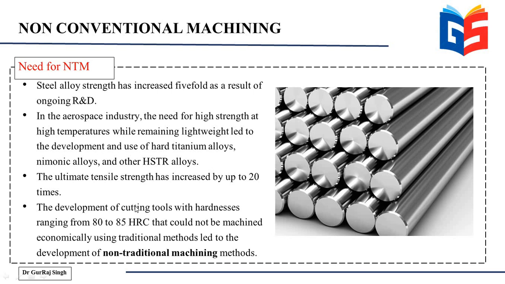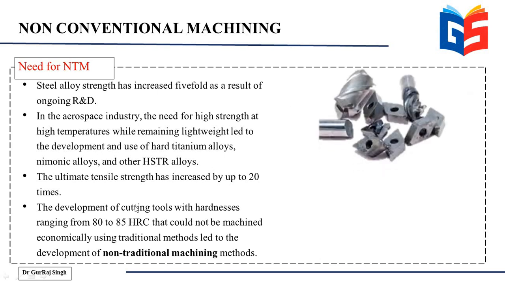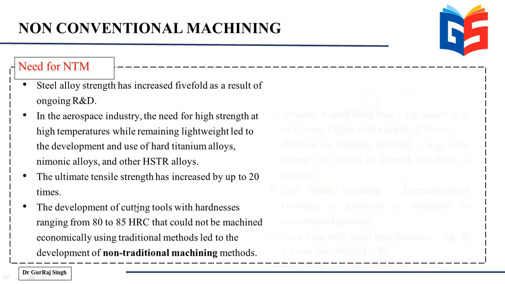Further, the development of cutting tools with hardness ranging from 80 to 85 HRC that could not be machined economically using traditional methods has led to the non-traditional machining methods. When you're machining very hard materials, you are bound to have damage to the tools. And when your tool gets damaged very frequently, that process can be highly uneconomical. So instead of incurring those tooling costs, it is much more viable to start using the non-traditional machining methods.